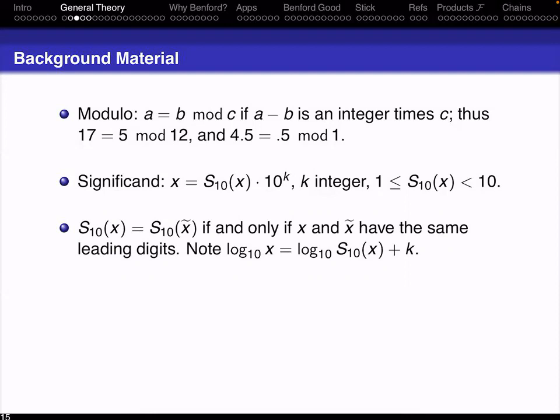All the 10 to the k does is it just pads zeros. It just moves the decimal point. It's not going to change what the leading digits are. So the log of x base 10 is the same as the log of the significand base 10 plus an integer k. So if I only care about the significand, instead of studying the number, it actually turns out to be easier to study the log of the number, base 10, and then take the fractional part of that.